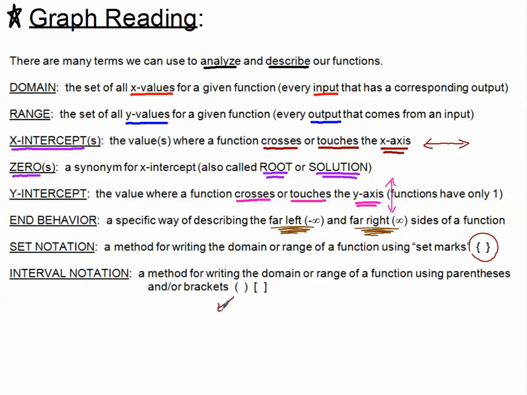When we use parentheses, we're talking about an open circle, meaning that the value is not included. That's what the parenthesis in interval notation means, that we're not including the value. When we use a bracket, that's when we see a closed circle, and that is for values that are included. So we'll talk about that in this tutorial.